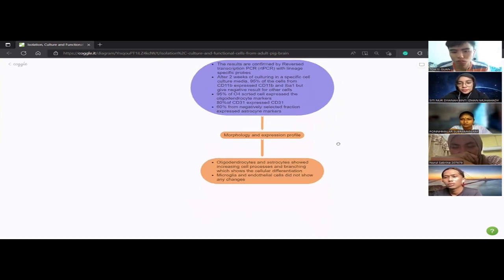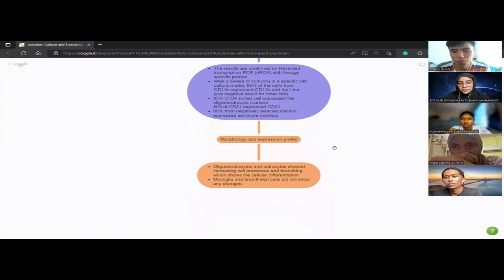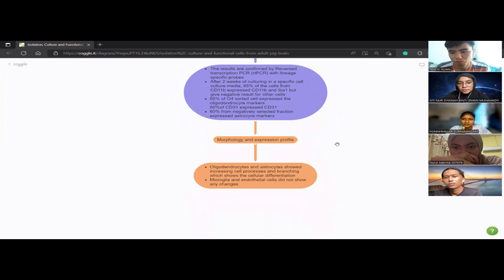Finally, the expression of MBP for oligodendrocytes, GFAP for astrocytes, CD68 for microglia, and PECAM-1, also known as CD31, for endothelial cells, remain stable even after the 8 weeks of culture. These are the results of the article.